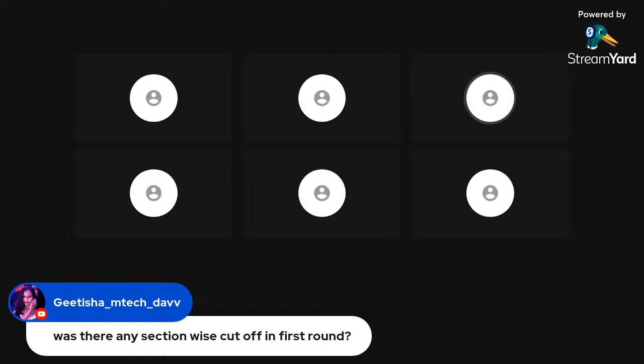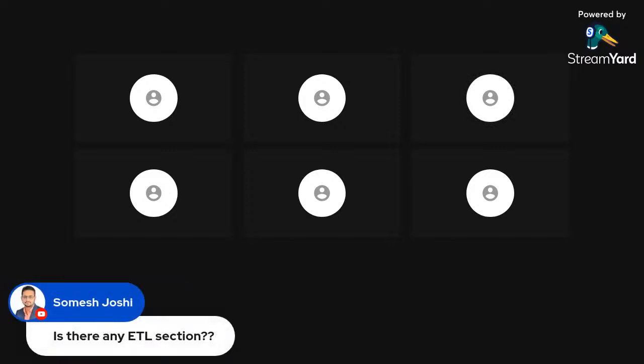Was there any section-wise cutoff for the first round? We are not aware of any section-wise cutoff for the first round. There might be one, but it's not the complete criteria. That's the company's criteria for selecting a student. So don't think about whether there is a sectional or an overall cutoff; just prepare well and do your questions very well.